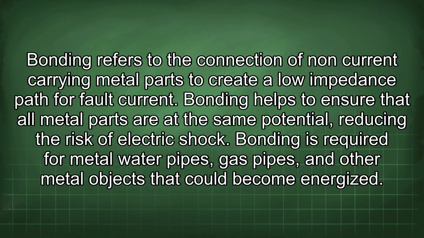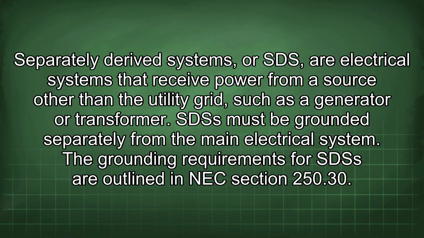Bonding refers to the connection of non-current carrying metal parts to create a low impedance path for fault current. Bonding helps to ensure that all metal parts are at the same potential, reducing the risk of electric shock. Bonding is required for metal water pipes, gas pipes, and other metal objects that could become energized. Separately derived systems, or SDS, are electrical systems that receive power from a source other than the utility grid, such as a generator or transformer.